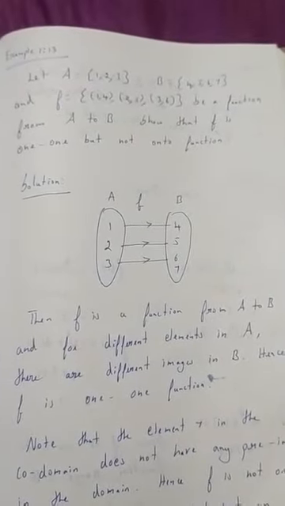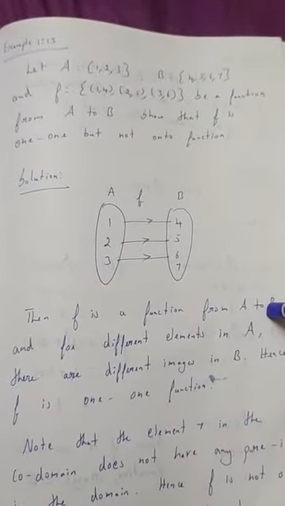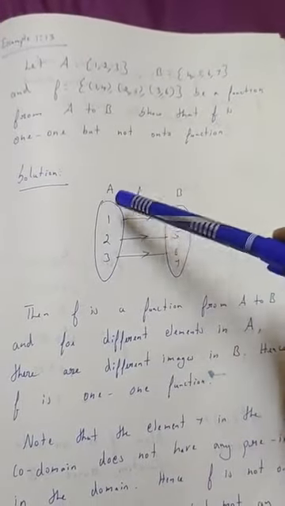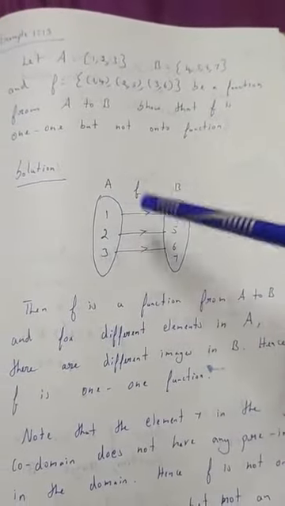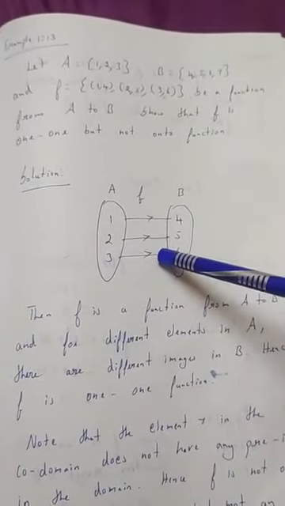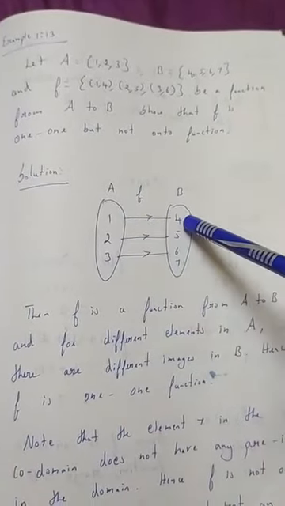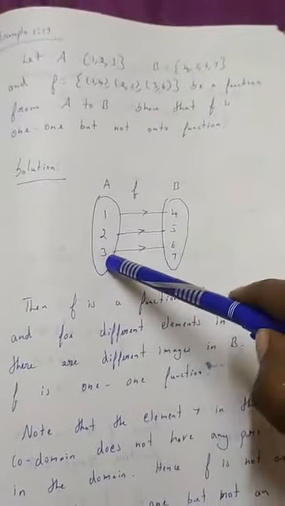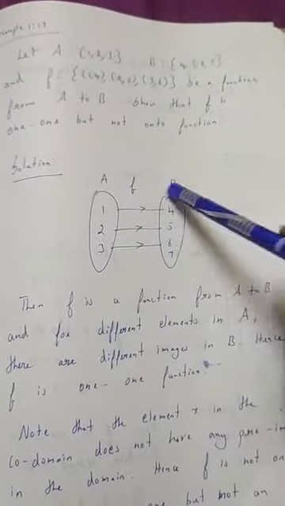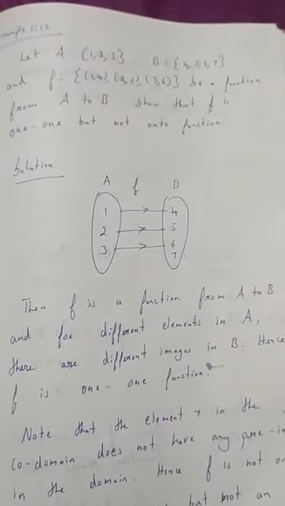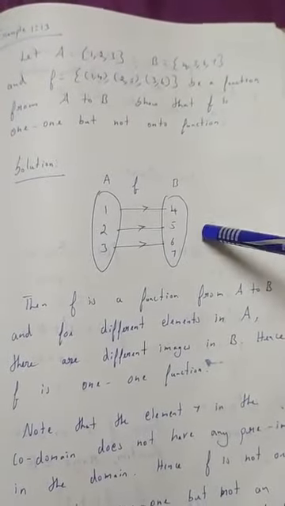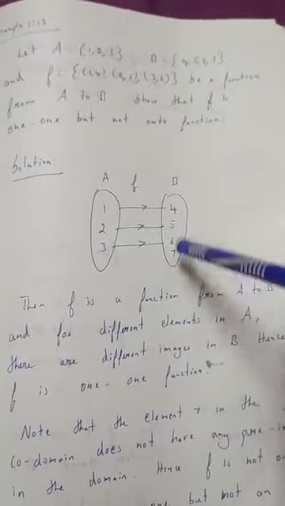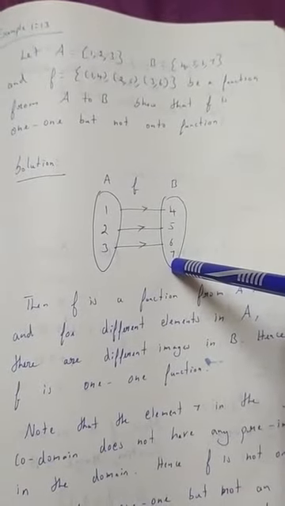We have to show this function is one-to-one but not onto. So what is the condition for one-to-one function? One-to-one function means all the elements in the domain must have different images, must have unique image in B. Let's check the images. What is the image of 1? 4. Image of 2? 5. Image of 3 is 6. 4, 5 and 6 are the images. All the images are different. There is no common image, right? 4 is different, 5 is different, 6 is also different. Therefore, it is a one-to-one function, right?